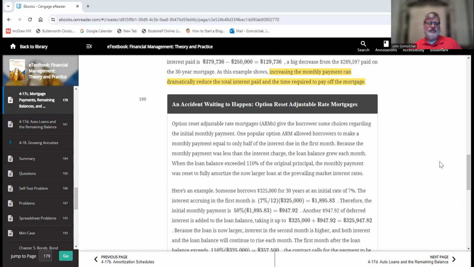You've received raises. This payment is going to look less and less abusive to you as time moves into the future. Hopefully, you're successful in your career and you're getting raises, and so your pay is going up, and this payment will become less and less difficult to make. So put it that way.